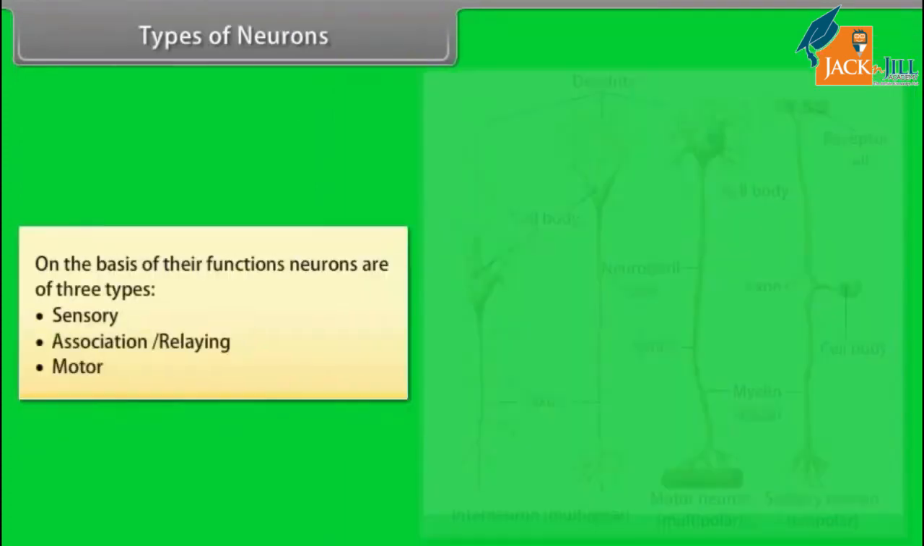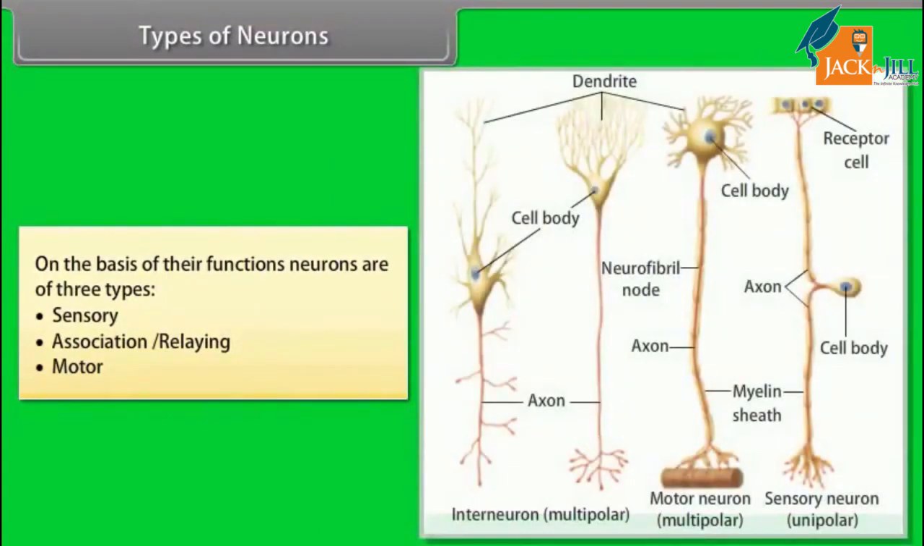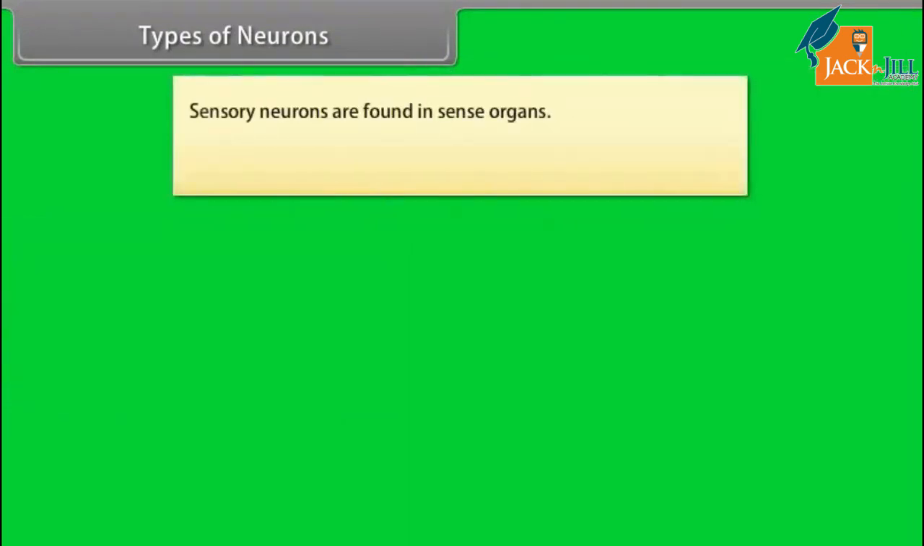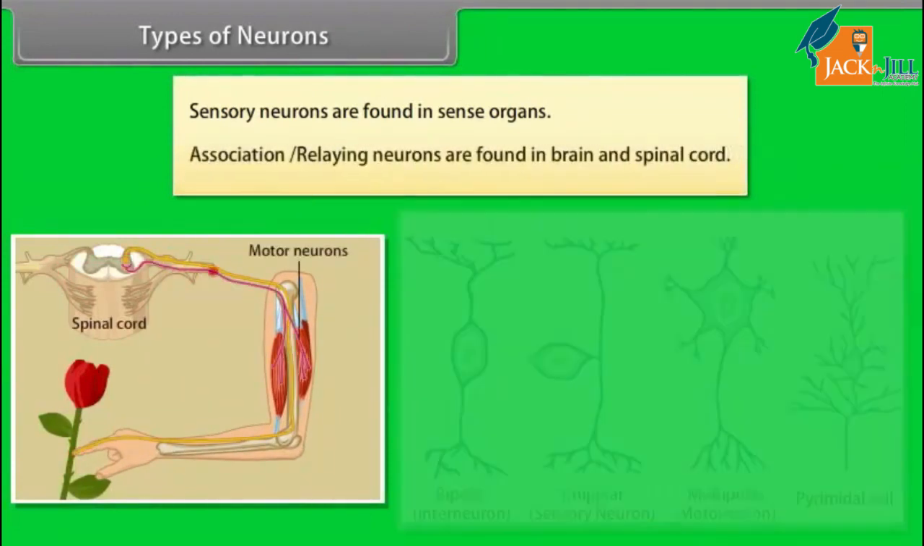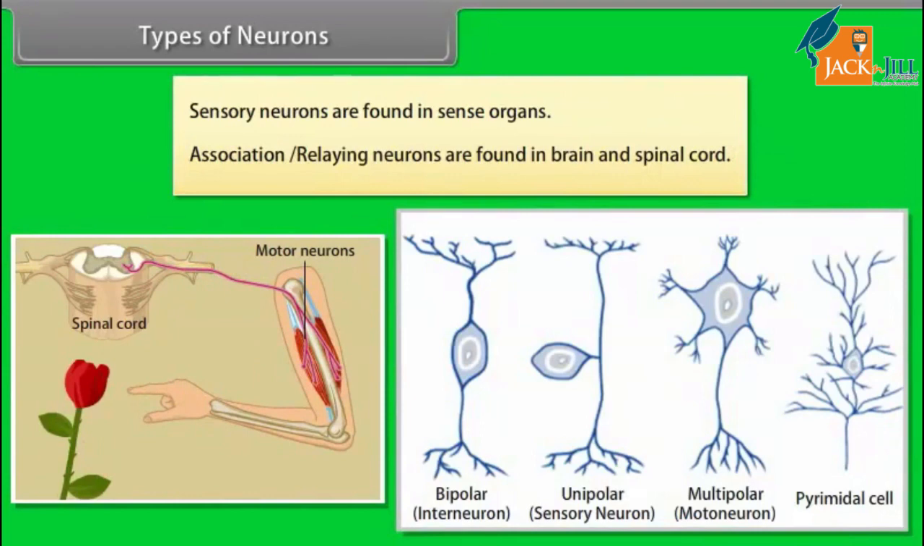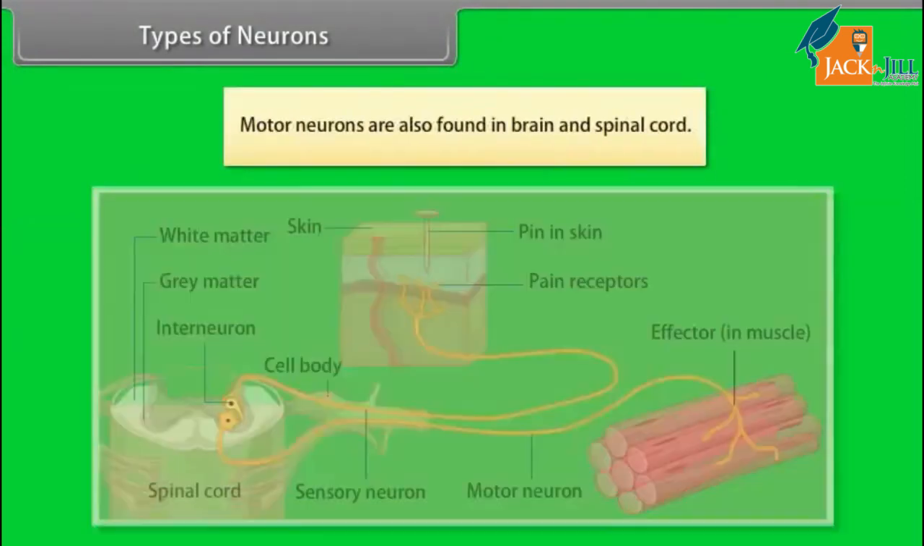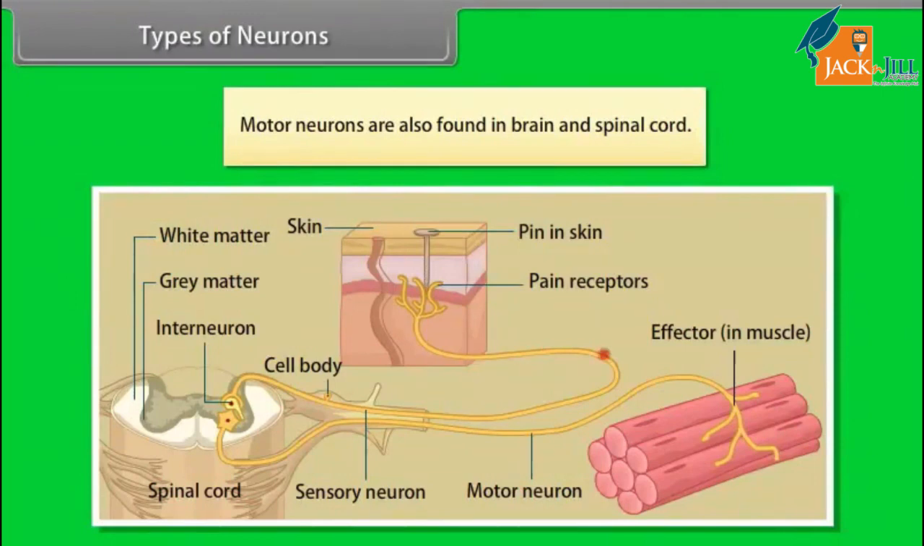Types of neurons. On the basis of their functions, neurons are of three types: sensory, association or relaying, motor. Sensory neurons are found in sense organs. Association or relaying neurons are found in brain and spinal cord. Motor neurons are also found in brain and spinal cord.